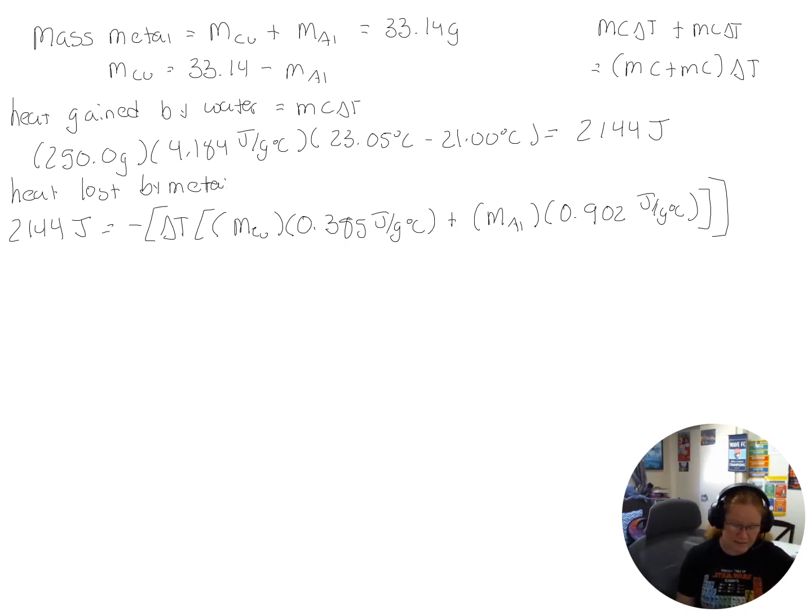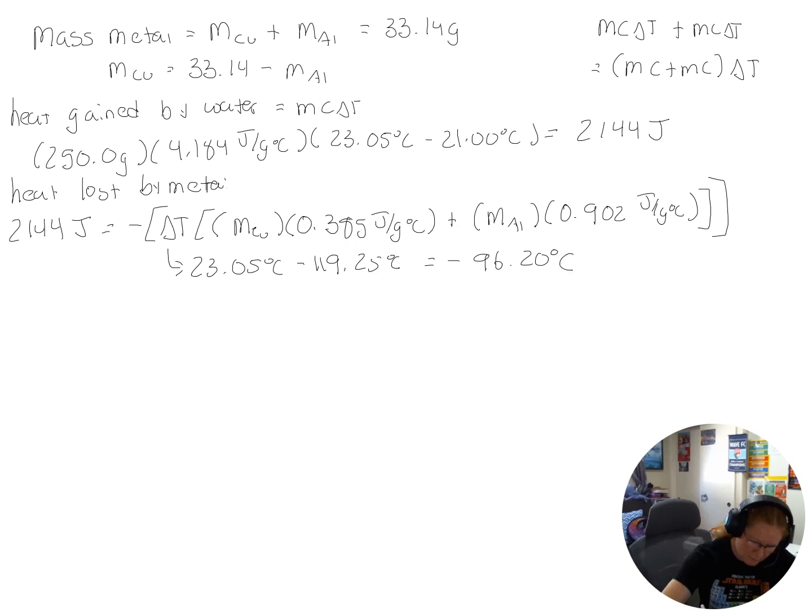All right, so we've got some information. We know the masses of our metals are represented by M. We know the total mass of our alloy, and so we did that substitution. And so now we can plug this all in. We can also get the delta T. So this delta T, we're looking at 23.05 minus the 119.25, and so this delta T is negative 96.20. Okay, so now I can plug in and we can solve.